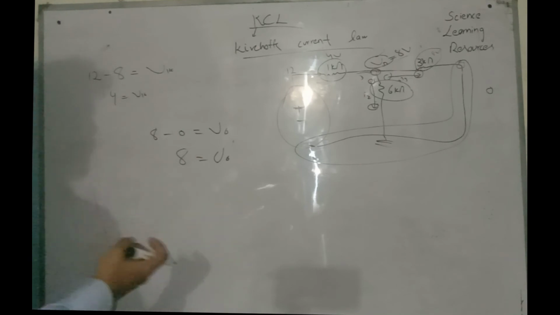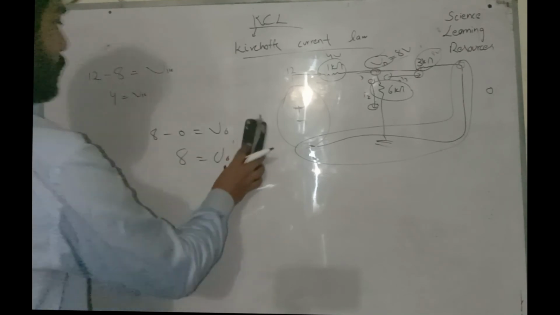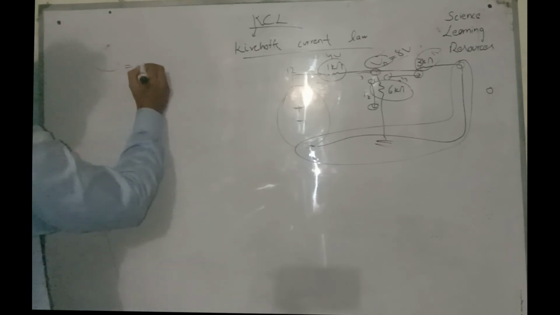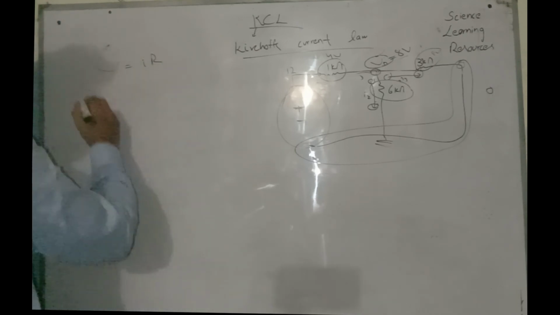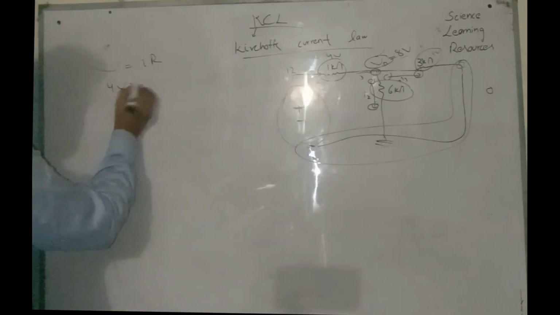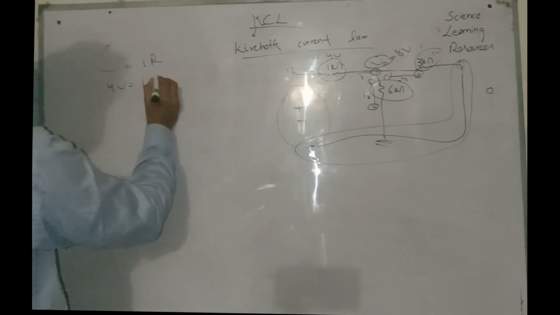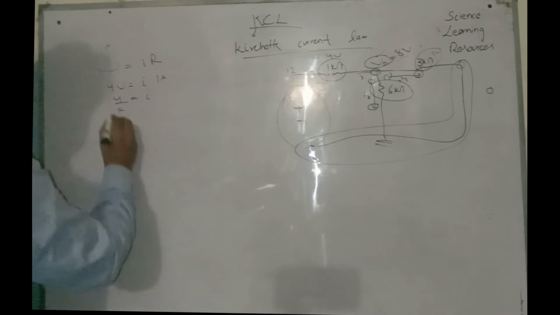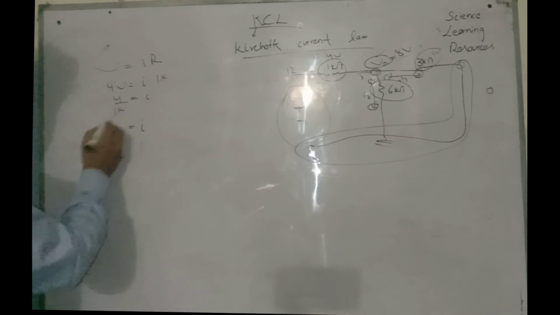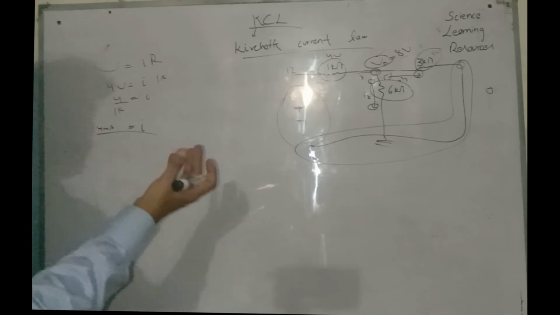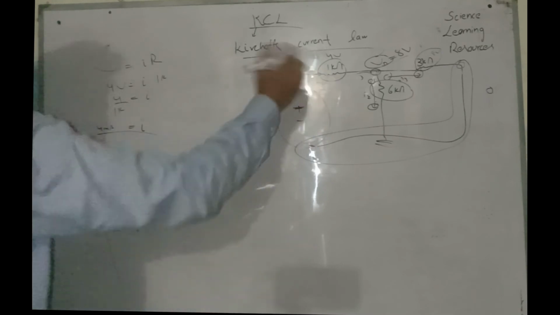So in order to calculate the current, what you just have to do is V equals IR. The voltage at this point was 4 volts, and you want to calculate the current, the resistor is 1 kilo. Then I will be 4 by 1 kilo, which is 4 milliamps. So from this you can easily calculate the current at this point.